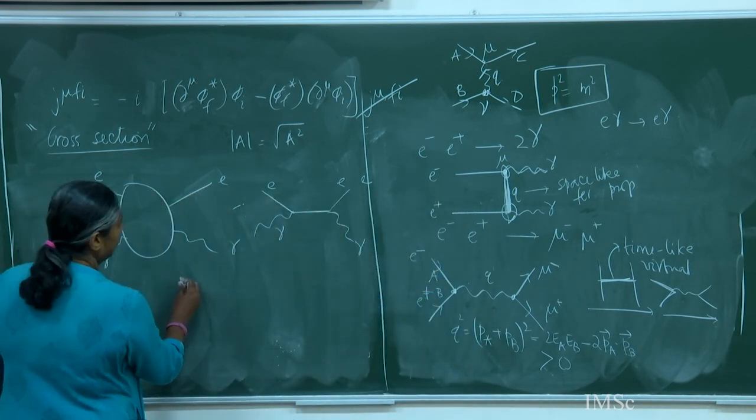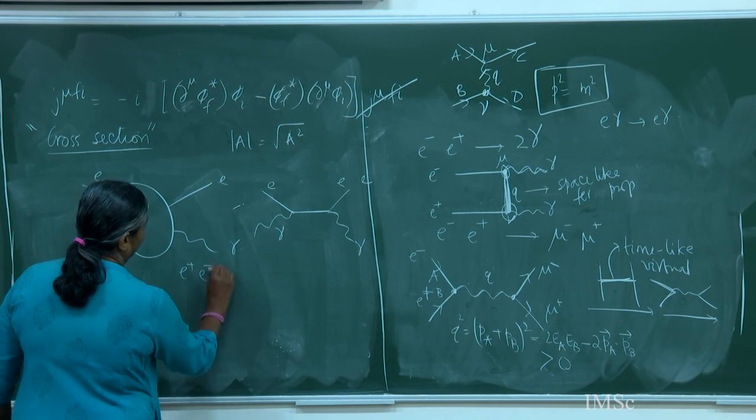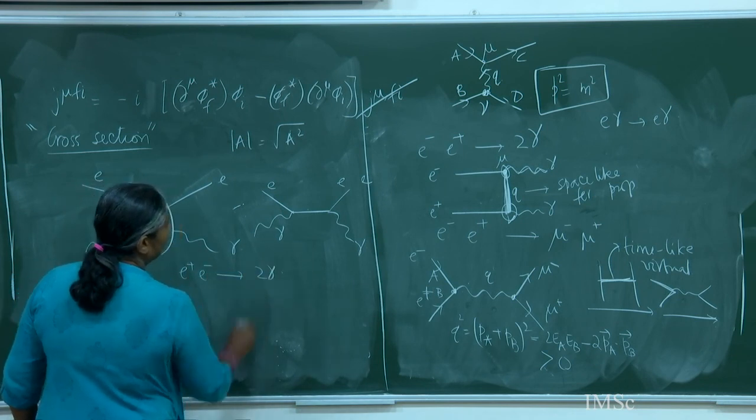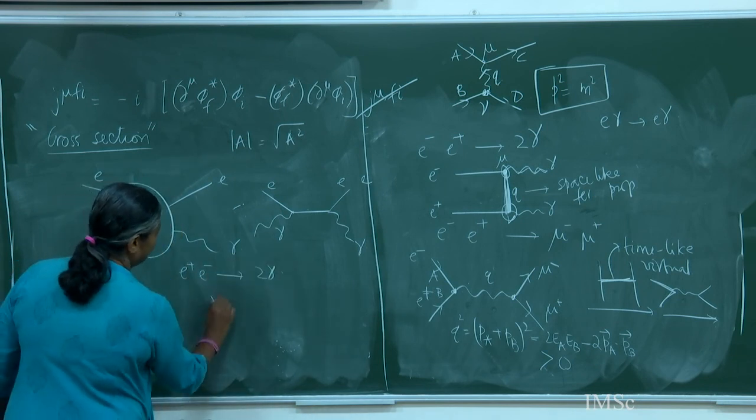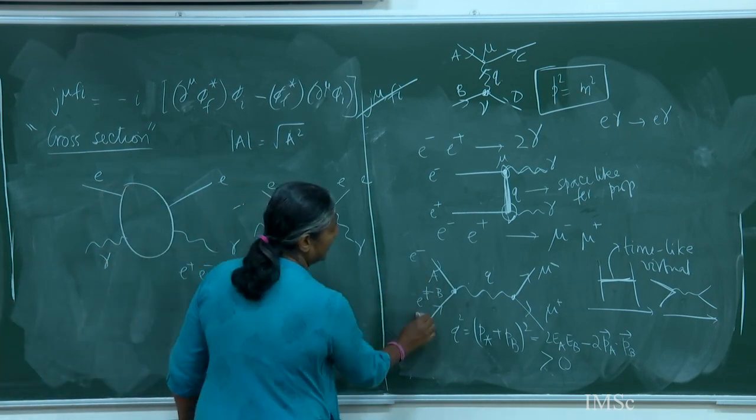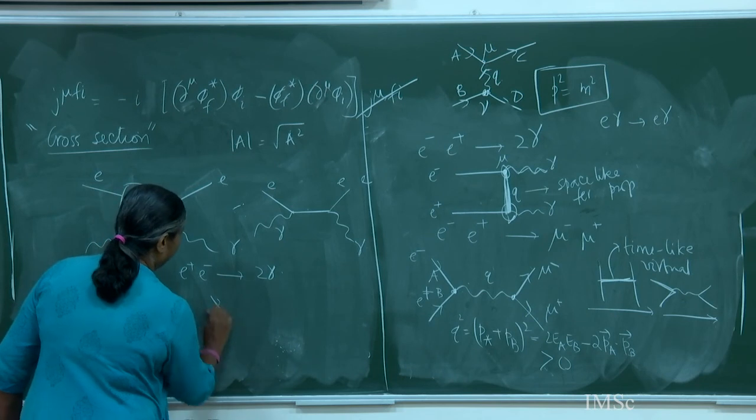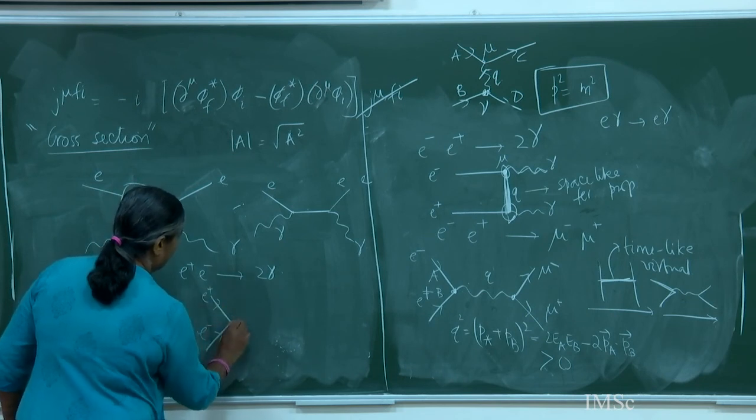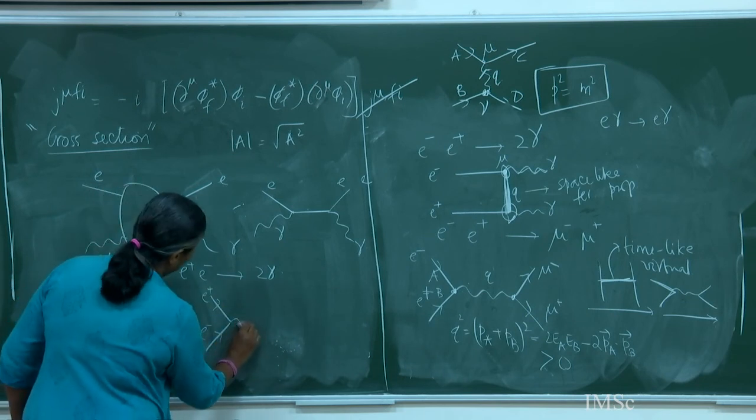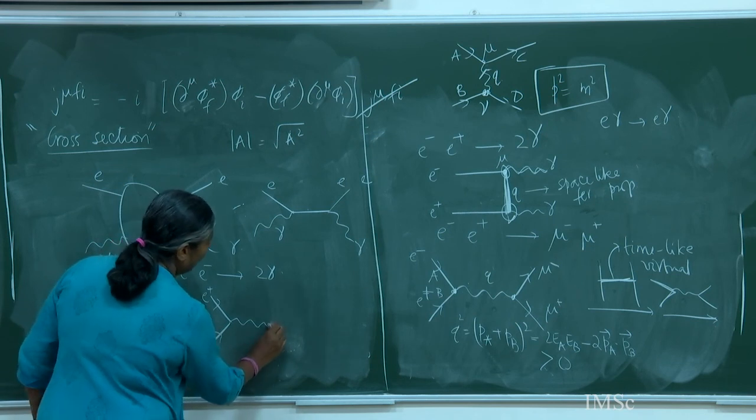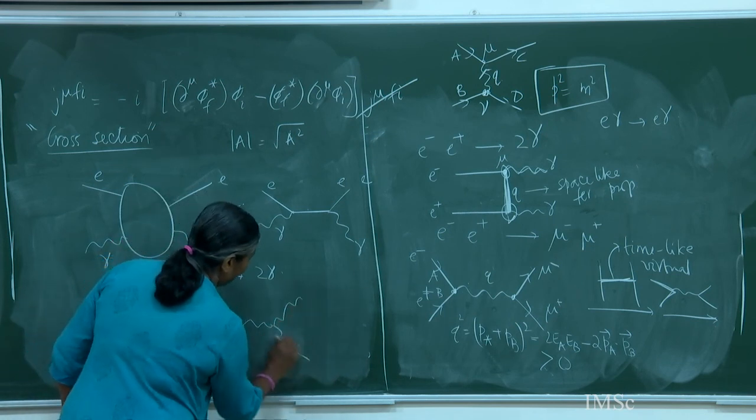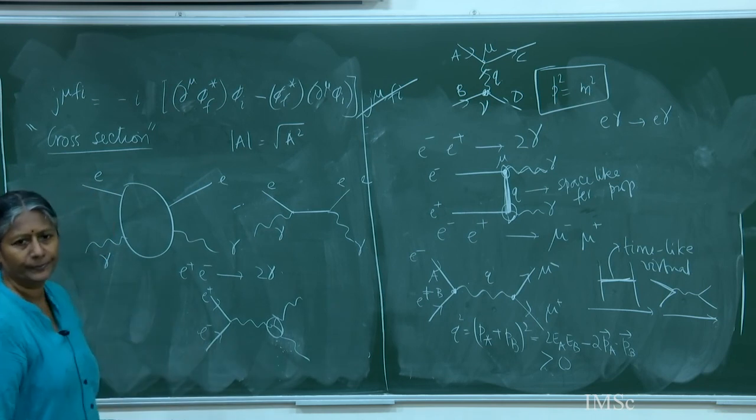So E plus E minus goes to 2 gamma, right? Suppose I had written like this, E plus E minus. How I wrote here, E plus E minus goes to mu plus mu minus, right? Suppose I had written the same way, E plus E minus, and then what could I have? I can only have a gamma here. Now how can a gamma go to 2 gamma? A gamma cannot interact with itself.